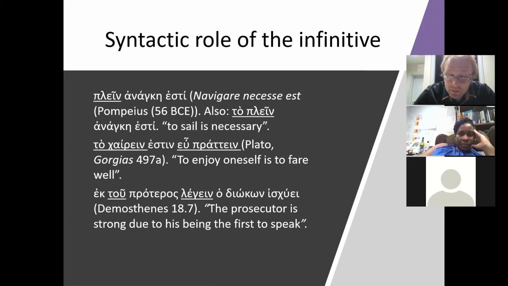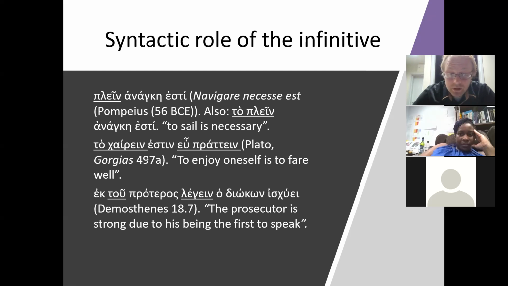Moreover, the infinitive is often referred to as the noun form of the verb, since it shares many syntactic functions with nouns. Thus, infinitives can also act as objects as well as subjects in sentences, as for instance in "to haireen esti eu prottein," to enjoy oneself is to fare well, from Plato's Gorgias.